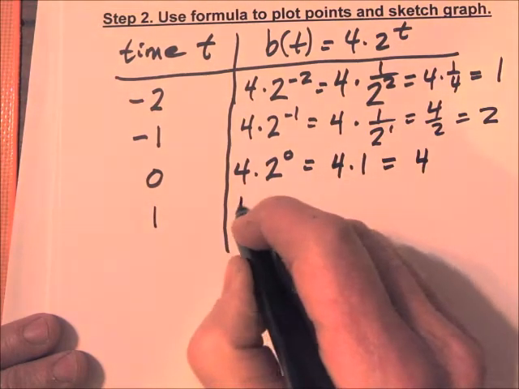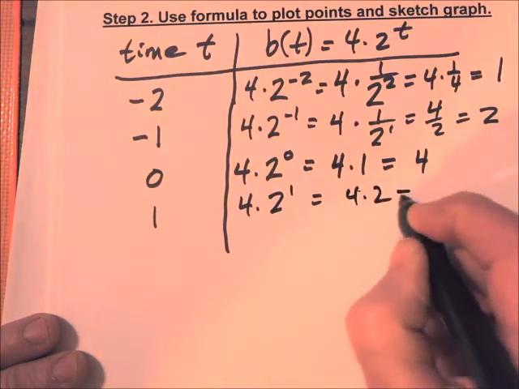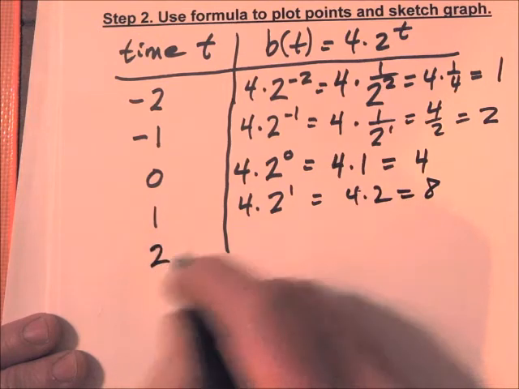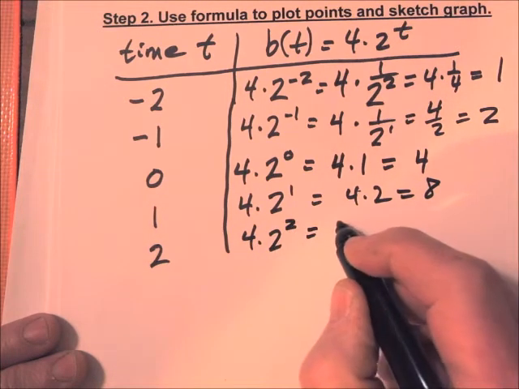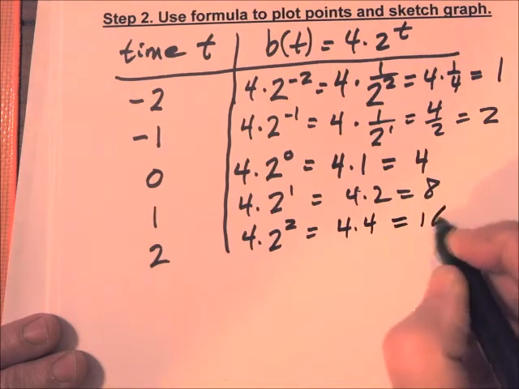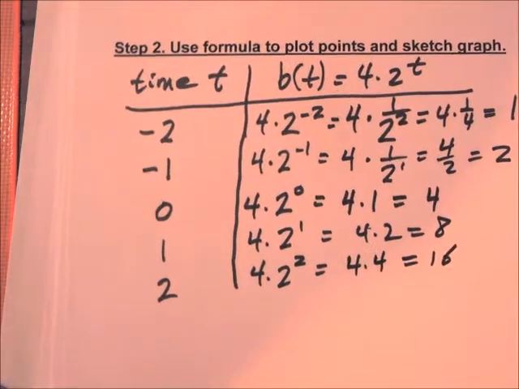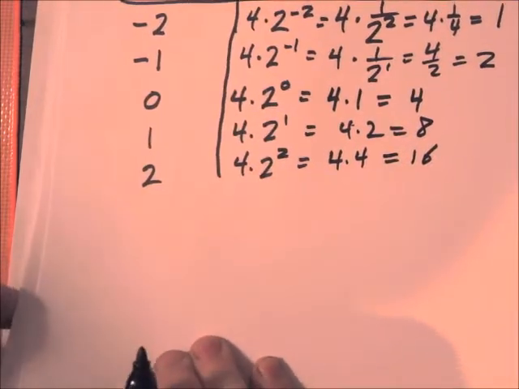After 1 hour, 4 times 2 to the first power, 4 times 2 would be 8. And after 2 hours, we have 4 times 2 to the second power, and this will be 4 times 4, which is 16. Okay, so now we can make a graph, use these to plot some points.